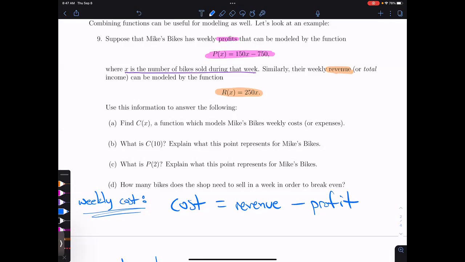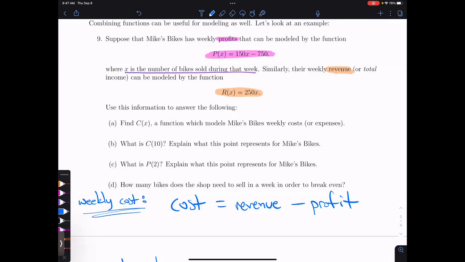That's an equation, so you can rearrange things any way you need to. If I had profit and cost and needed to find revenue, well, I would add this over, right? So cost plus profit gets revenue, or profit is revenue minus cost. You can rearrange stuff if you need to.